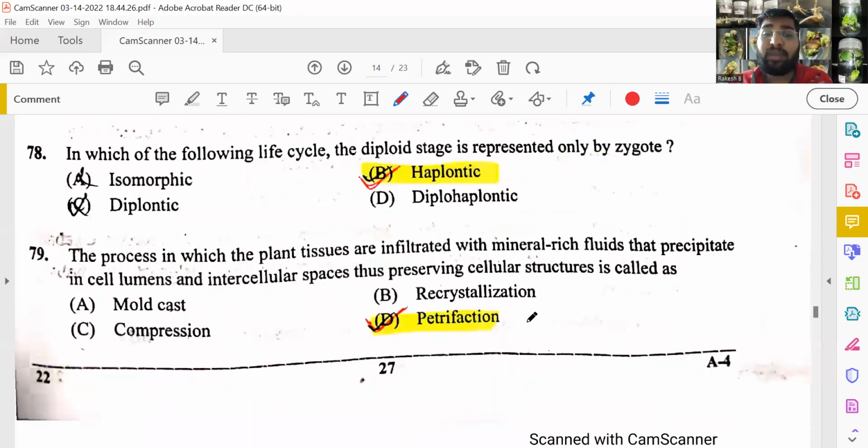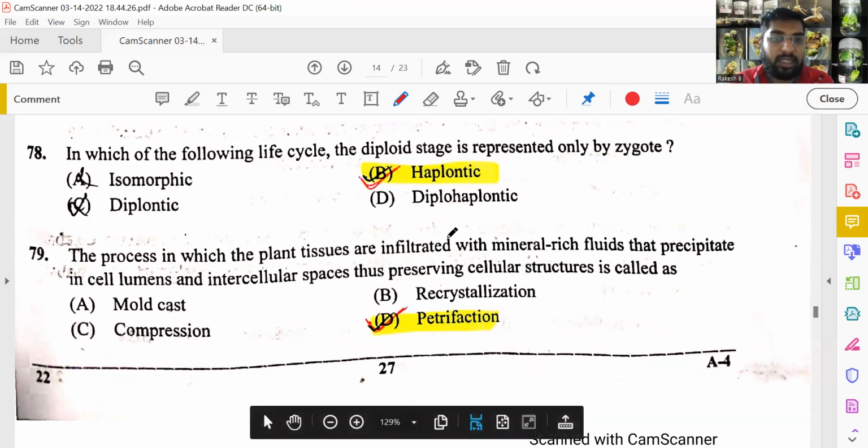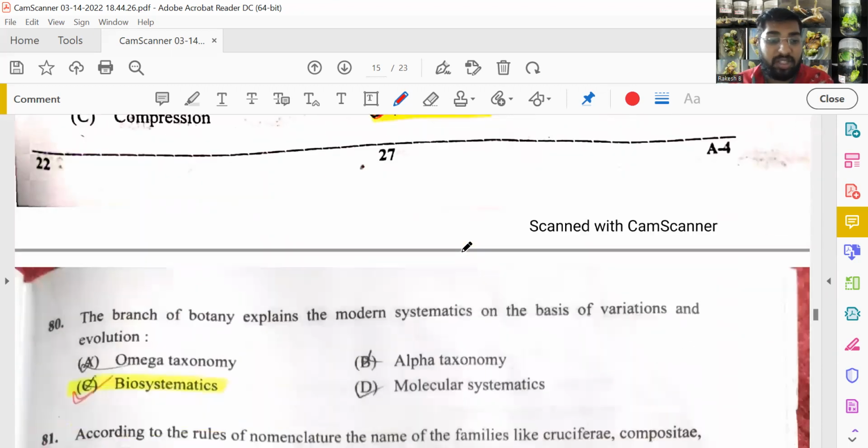And the process in which the plant tissues are infiltrated with mineral-rich fluids that precipitate is petrifaction. All the minerals get into it, all the living tissues get decomposed, and the gaps and spaces are petrified, becoming mineralized tissue. That is a type of fossil called petrifaction. Compression, mold, cast, you know what a mold and cast are. That is just an external feature. There will be no mineral entry, no deposition. Petrifaction is the right answer.